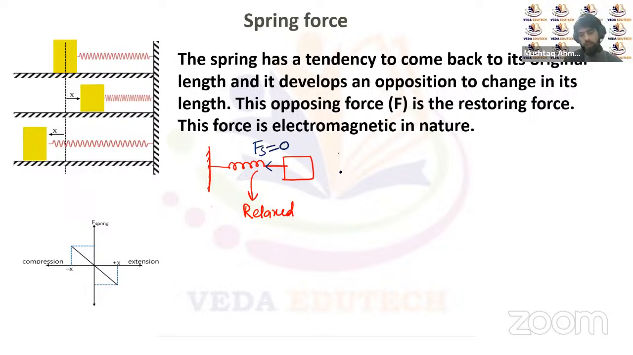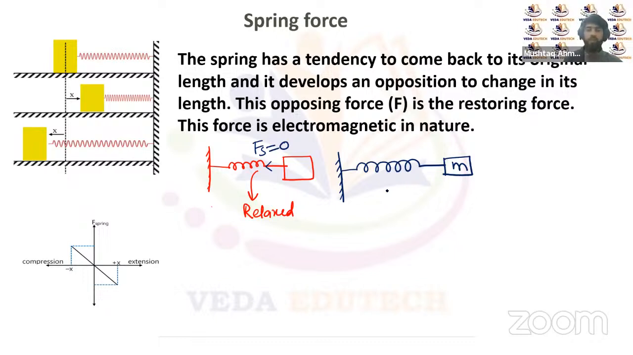Now the question is, let's give a small extension or compression to the spring. Let's extend it a bit by some small extension. Now, because of the extension of the spring, a restoring force gets developed. If we release this block, then the block will try to regain its original position once again after the extension, when the contact is removed from the block.